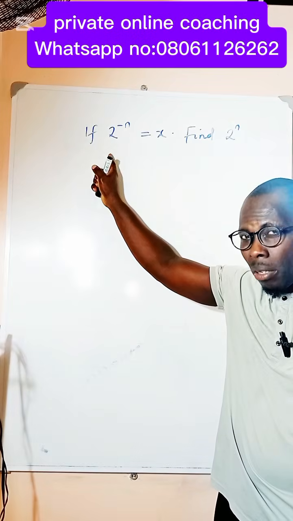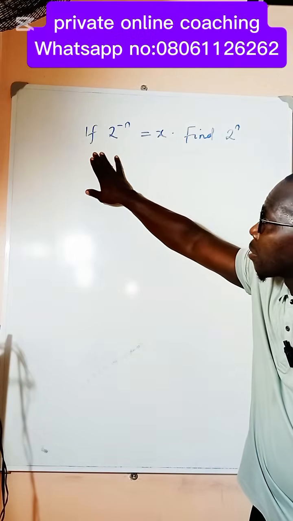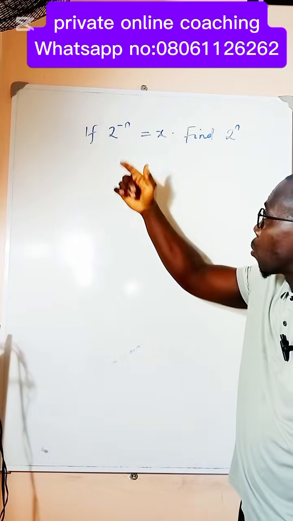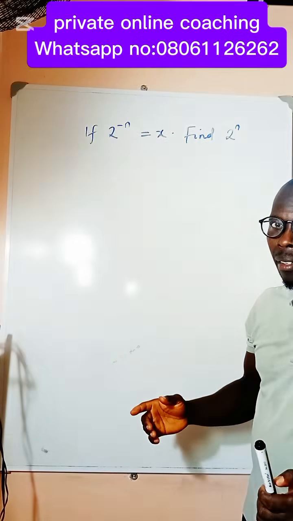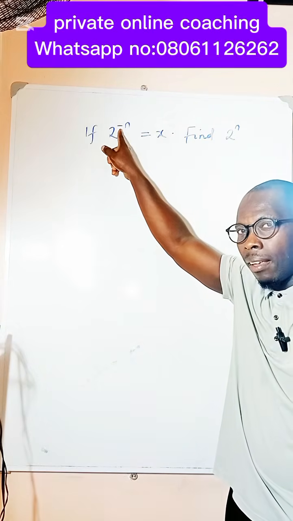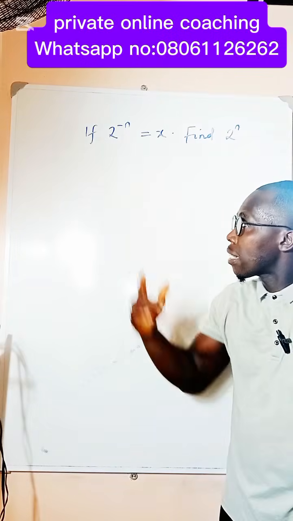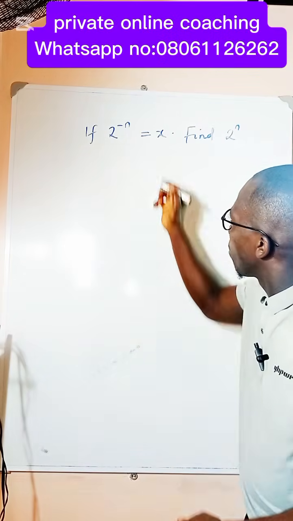The question is number 27, I think. So, how do we find this? The question says if 2 to the power of negative n is equal to x, find 2 to the power of n. And it's very easy. The only thing you need to do here is get rid of this negative sign. If you can get rid of this negative sign, you can find 2 to the power of n.